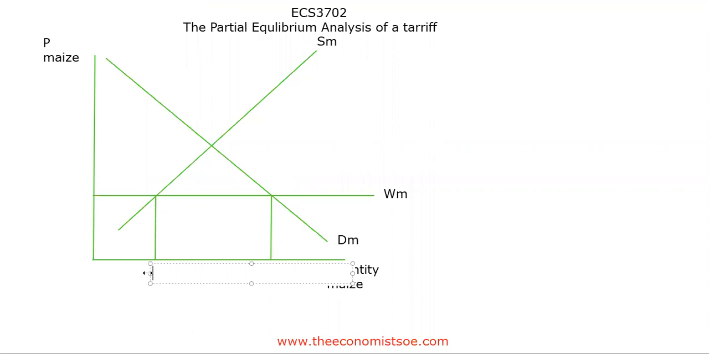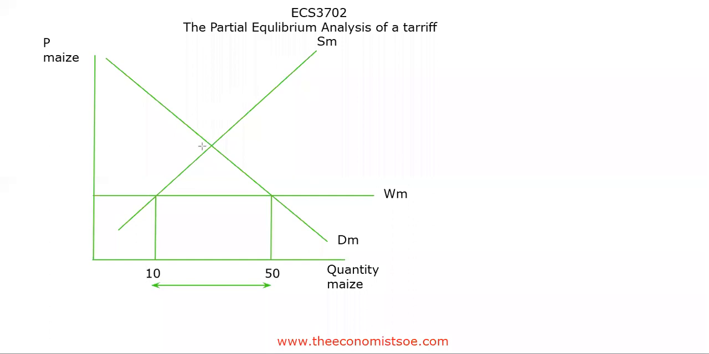Okay, so we can denote that, let's say domestic supply is supplying 10 tons of maize, but domestic demand is at 50 tons of maize, meaning the difference between the two is the level of imports. Okay, this is before the imposition of a tariff. Free trade, we are making reference to free trade.